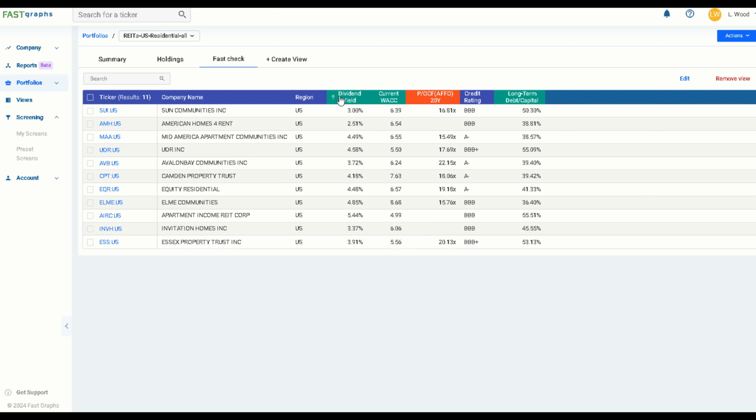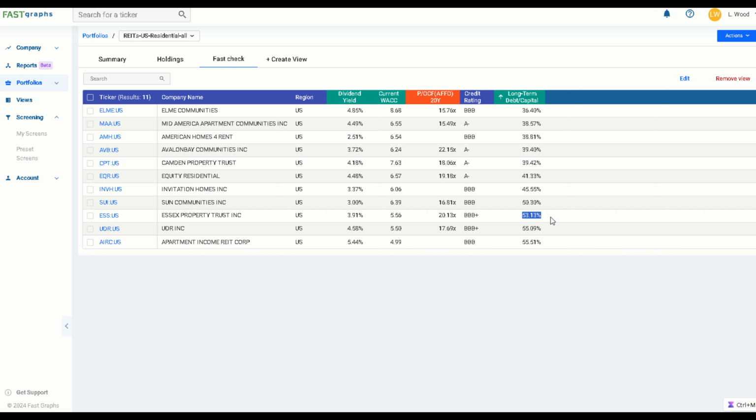I've got a much tighter range here. These are companies which we might all be familiar with to some degree. Sorting by dividend yield, they range from about 2.5% to 3% through to about 5%, which is probably what I'd expect to see. Credit rating ranging from BBB to A minus, pretty much what I expect to see. And long-term debt to capital ranging from mid-30s through to mid-55. Now, this is also interesting. I've had positions in the past in Essex Property at 53% long-term debt to capital. And I know as well, Sun Communities and Invitation Homes are also fairly high there.